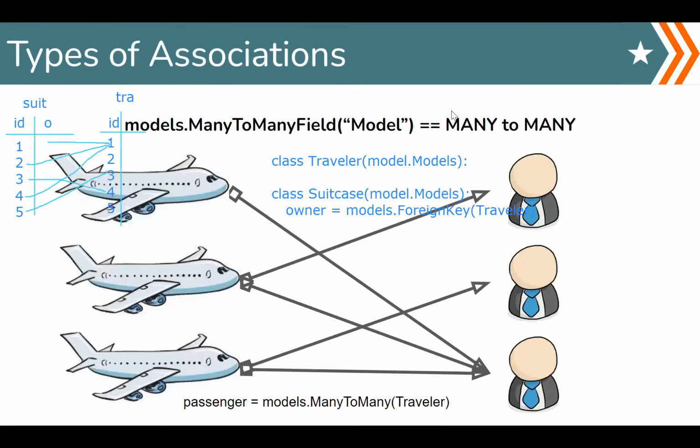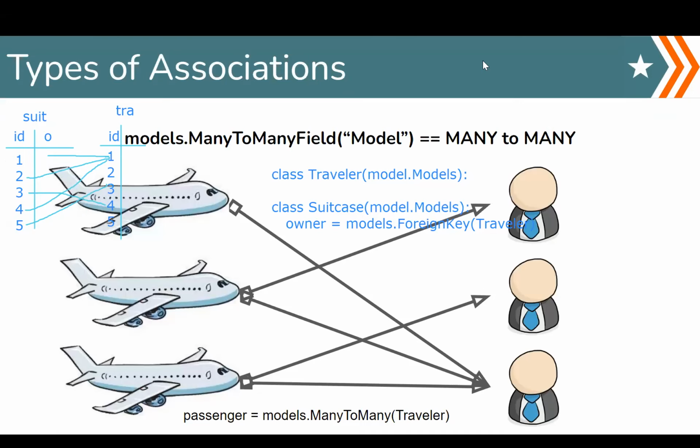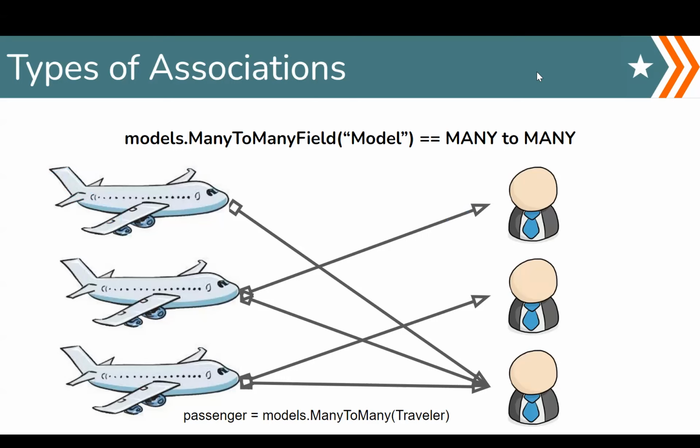All right, I'm going to zoom in. Now we're going to talk about the last one, which is the many-to-many field. This one is a little bit more complicated and messier, to be very honest. But a many-to-many field basically connects many objects together. So here, for example, we have planes and we have travelers. Each plane can have many passengers inside of it, but each passenger could also be on multiple planes. Think about a connecting flight.